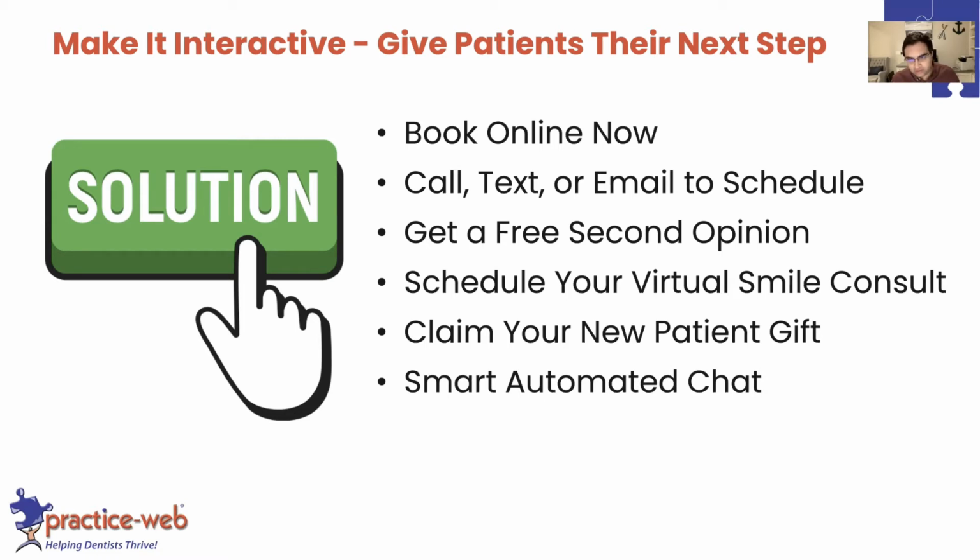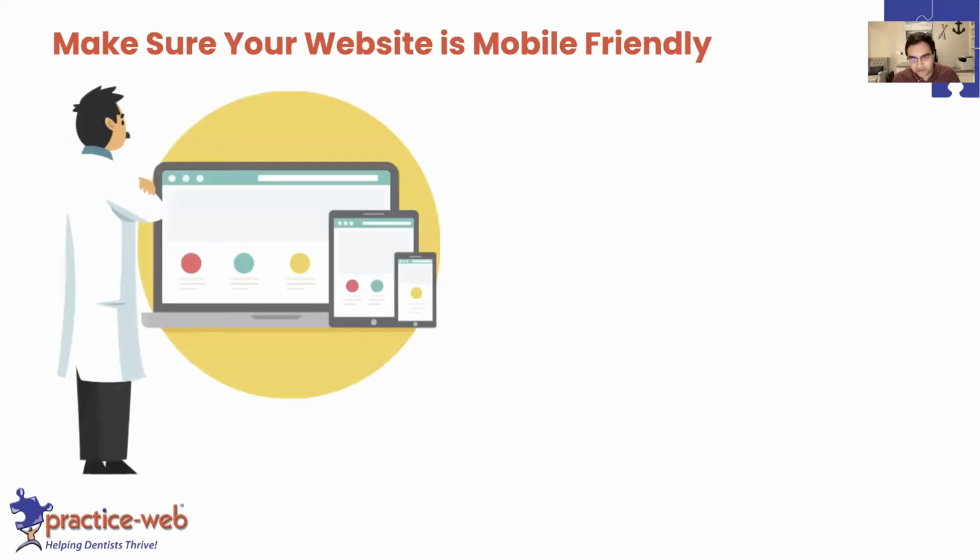And then finally, you can do a smart automated chat on your website, which a lot of website developers will provide to you, where you can answer some basic questions automatically. Like if they're asking about certain services or insurances or hours of your office, location, then this smart chat can automatically give them replies. So that's good.